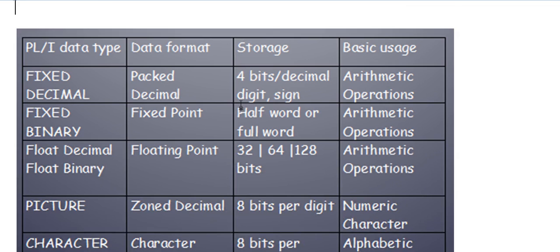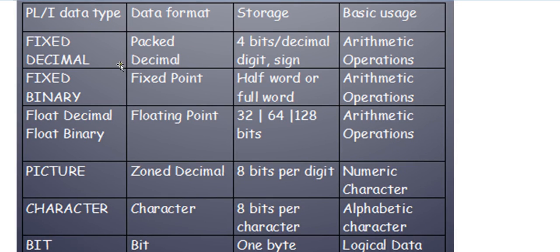So here is the chart. The chart is divided into data type, data format, storage and basic usage. You can see here, as a data type, if it is a fixed decimal point, the data format could be packed decimal, and the storage can be 4 bits per decimal digit and sign. And the basic usage of this particular data type is for arithmetic operations.